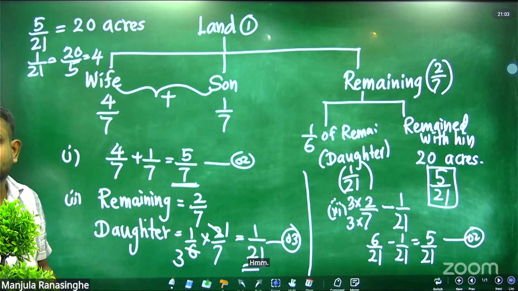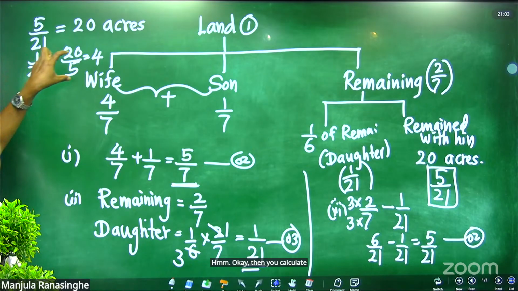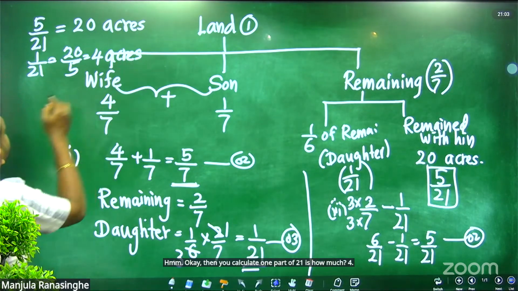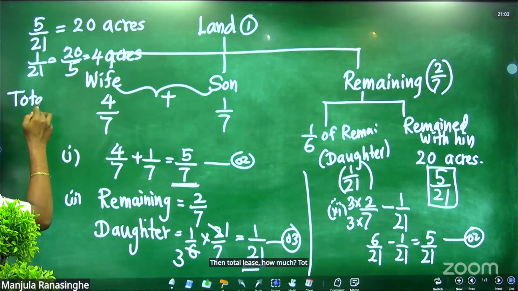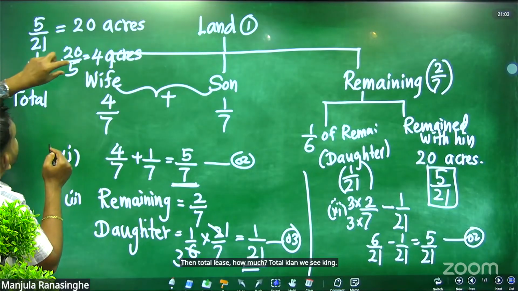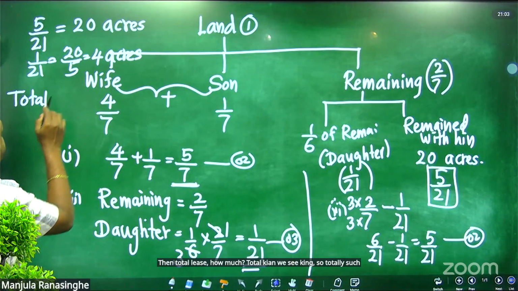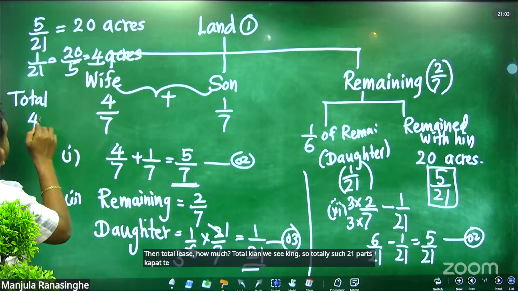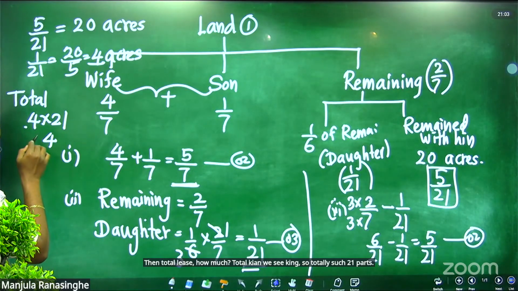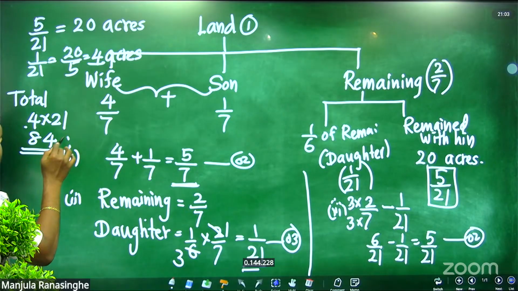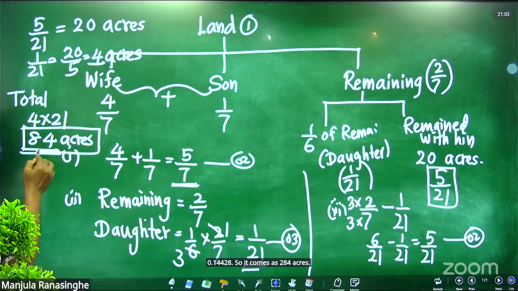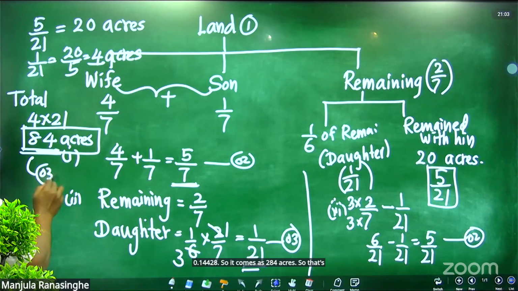Then you calculated that one part of 21 is 4. Then how much is the total? One part of 21 is 4, so the total is 21 parts. Each part is 4, and there are 21 such parts. 4 into 21: 4 into 1 is 4, 4 into 2 is 8. So it comes as 84 acres. This is the answer, 84. So that's 3 marks given.